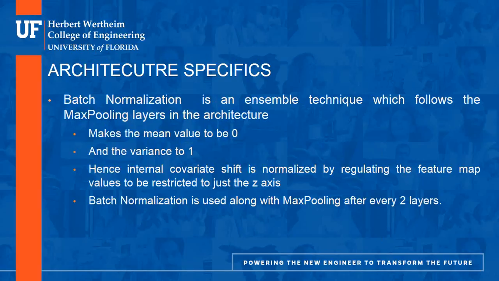So diving more into the architecture specifics, we use an ensemble technique called batch normalization, which follows the max pooling layer in the designed architecture. Batch normalization makes the mean value of the input to be 0 and the variance to be 1. This is done in order to boost the performance. Thus the internal covariate shift is normalized by regulating the feature map values. Batch normalization is used along with max pooling after every 2 layers.